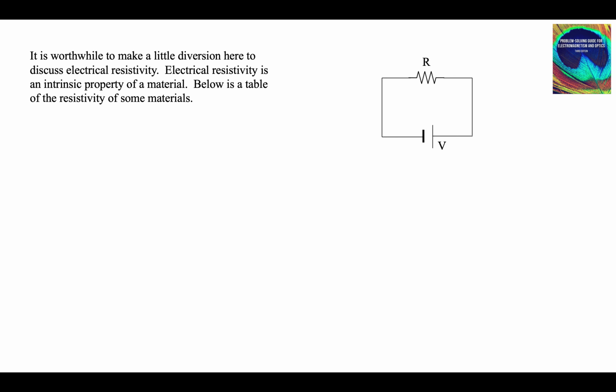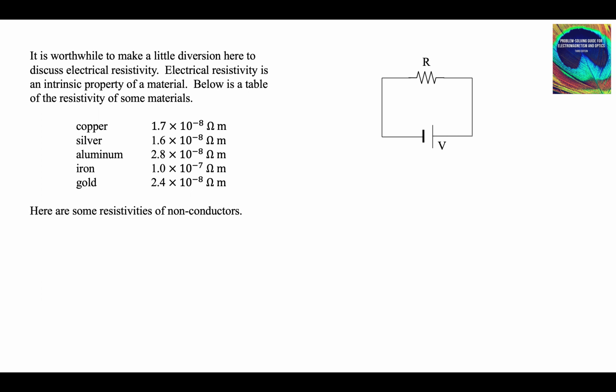Electrical resistivity is an intrinsic property of a material. Here are some resistivities. Copper is 1.7 times 10 to the minus 8th ohm meters. Silver is a little bit better. Aluminum, iron, gold. Now those are conductors. Very low resistivities, 10 to the minus 8th. Non-conductors like diamond, 1 trillion ohm meters. Hard rubber is 10 trillion.